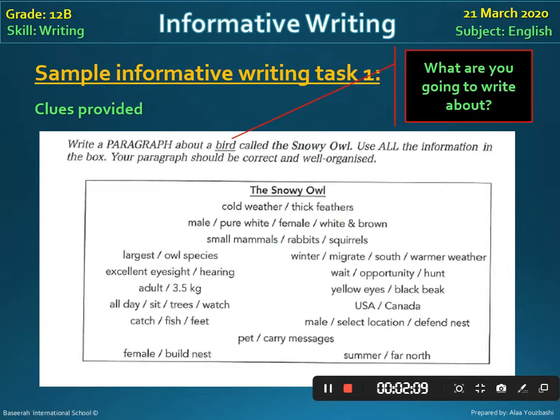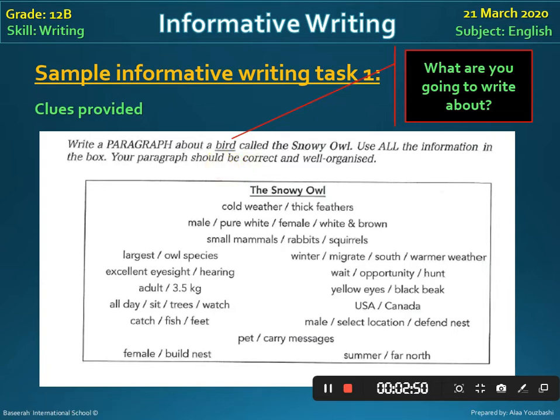Now, first, I should ask myself, what am I going to write about? What are you as a student going to write about? Now you can see here that you are going to write about a bird. In other cases you might be asked to write about a person, or about a city, a building, a machine, an animal. In any case, you should be careful, because sometimes students don't pay attention to this, and as a result they end up using pronouns such as he or she while they are talking about an animal, or while they are talking about a city.